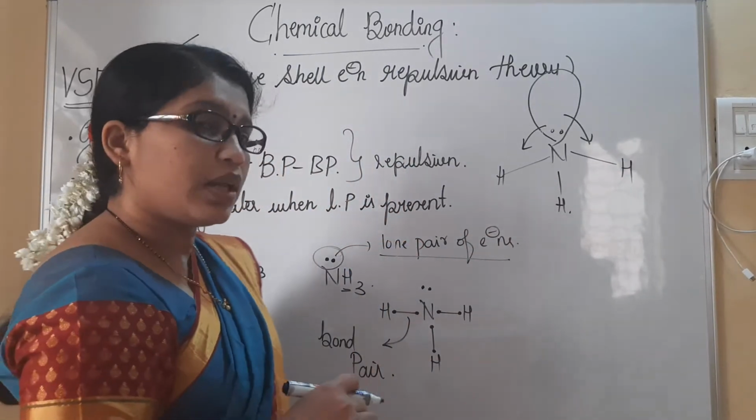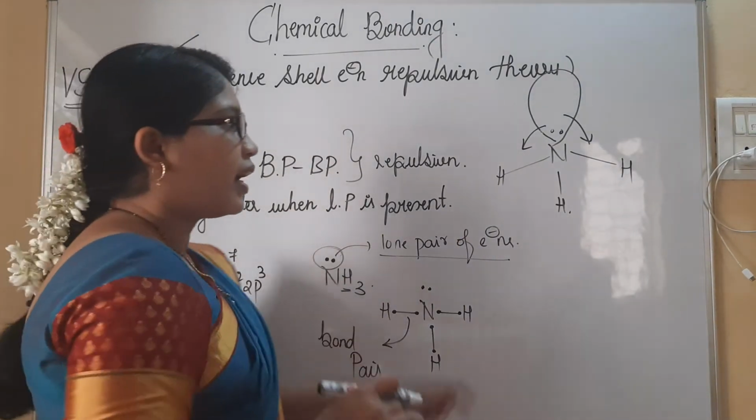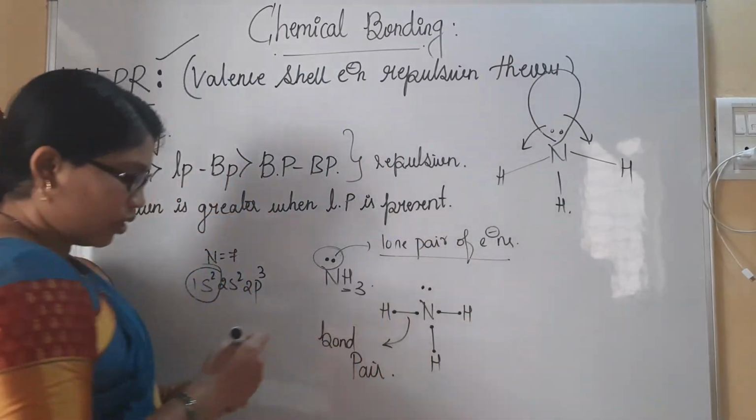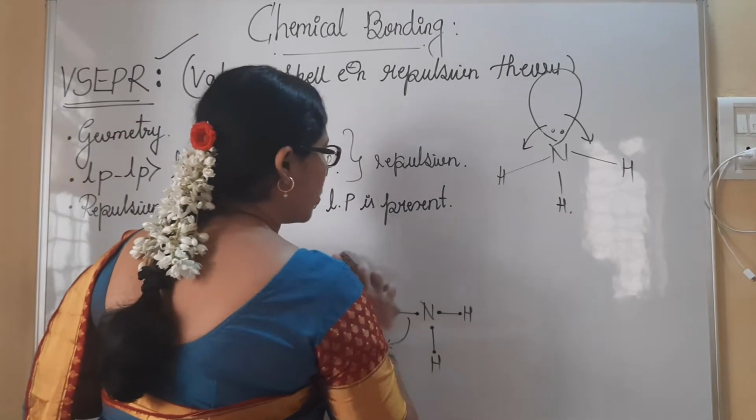So now, what is the meaning of this one? We have lone pair repulsion. I have shown here only one lone pair. Say for example, if you consider the water molecule. Let me consider the water molecule now.